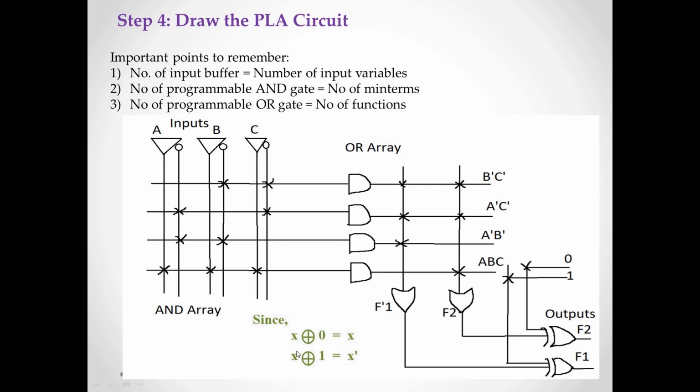We know one logic: X XOR 0 is X, and X XOR 1 is X complement. We use this logic because we are getting the F1 complement only, so the F1 OR gate has to be connected to the XOR gate with respect to 1. Finally, the outputs are F1 bar and F2. So this is how you design the PLA circuit for the given inputs and minterms.